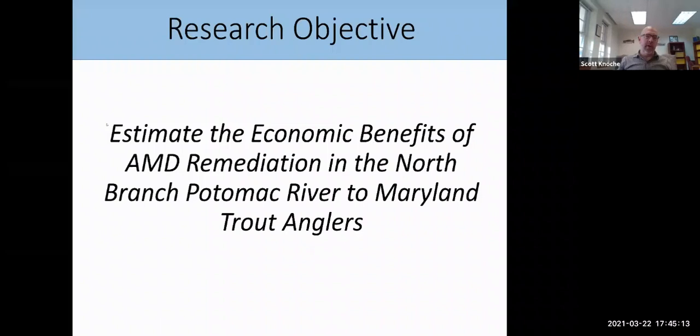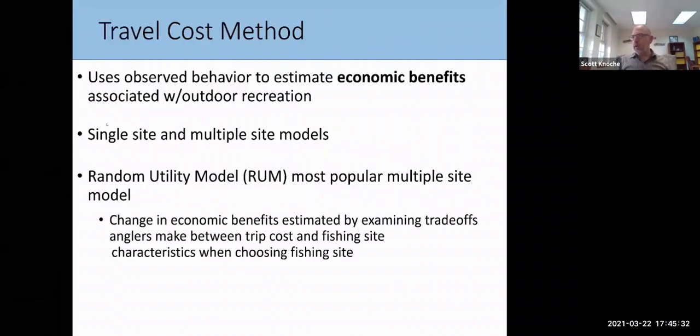So the research objective for this project is to estimate the economic benefits, or willingness to pay, associated with AMD remediation in the North Branch of the Potomac to Maryland trout anglers. So, yeah, I'll keep going. It's going to take a tangent, but it's probably ill-advised.